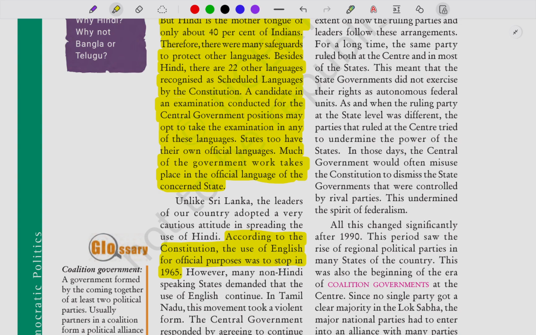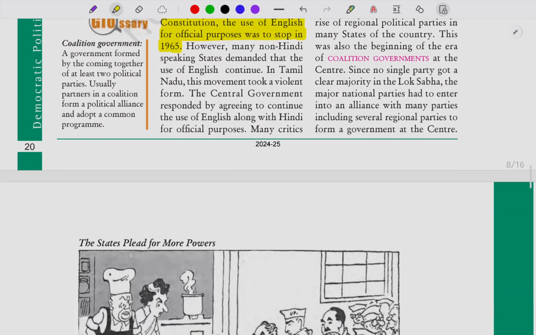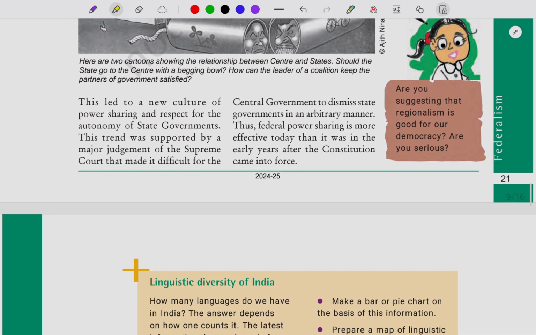All this changed significantly after 1990. This period saw the rise of regional political parties in many states of the country. This was also the beginning of an era of coalition government at the center. Since no single party got a clear majority in the Lok Sabha, the major parties had to enter into an alliance with many parties, including several regional parties, to form a government at the center. This led to a new culture of power sharing and respect for the autonomy of state governments.